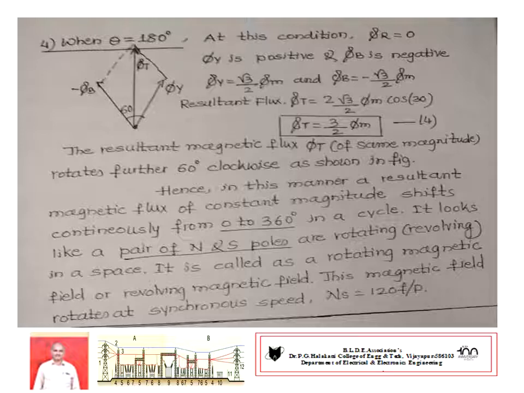Try to understand: this rotating magnetic field rotates with the synchronous speed, that is Ns equal to 120 f by p. If a question comes, explain the rotating magnetic field concept with a vector diagram and show that the resultant flux remains the same. That means you have to draw all these 4 vector diagrams and go on making a small derivation to show that phi t remains constant.